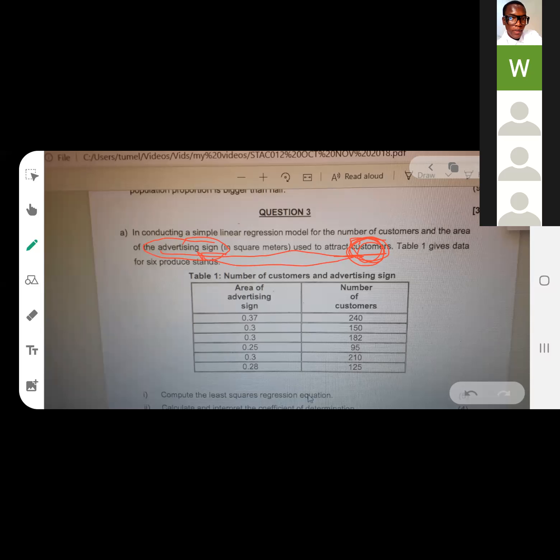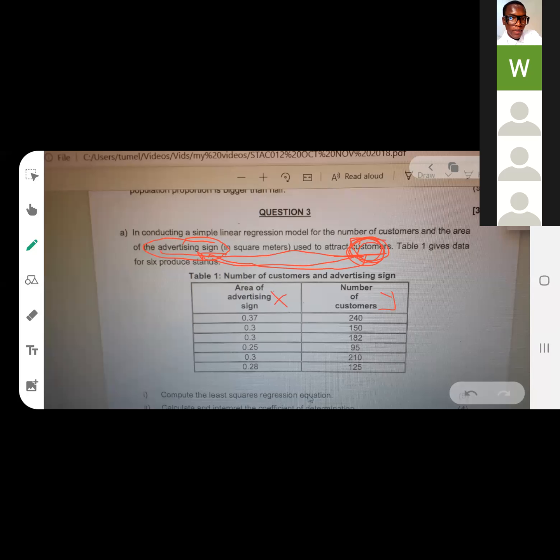So if the number of customers depends on the advertising sign, it means that the number of customers is dependent, and the area of advertising sign is independent because it predicts the number of customers. That is why we are saying the area of advertising sign is independent, and this one is dependent. And never cram these things.